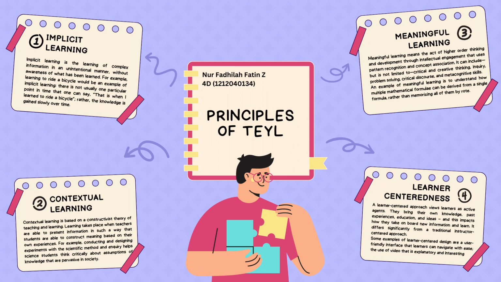And next is learner-centered. The learner-centered approach views learners as active agents. They bring their own knowledge, past experiences, education, and ideas. And this impacts how they take on board new information and learn. It differs significantly from a traditional instructor-centered approach. Some examples of learner-centered design are a user-friendly interface that learners can navigate with ease, and the use of video that is explanatory and interesting. So we just have to use interesting and kinesthetic methods for a learner-centered approach, and also we have to know what learners need for their learning activity. Also, they can understand the material easily when they are learning about what they like and what they need. So that is the explanation about learner-centered.